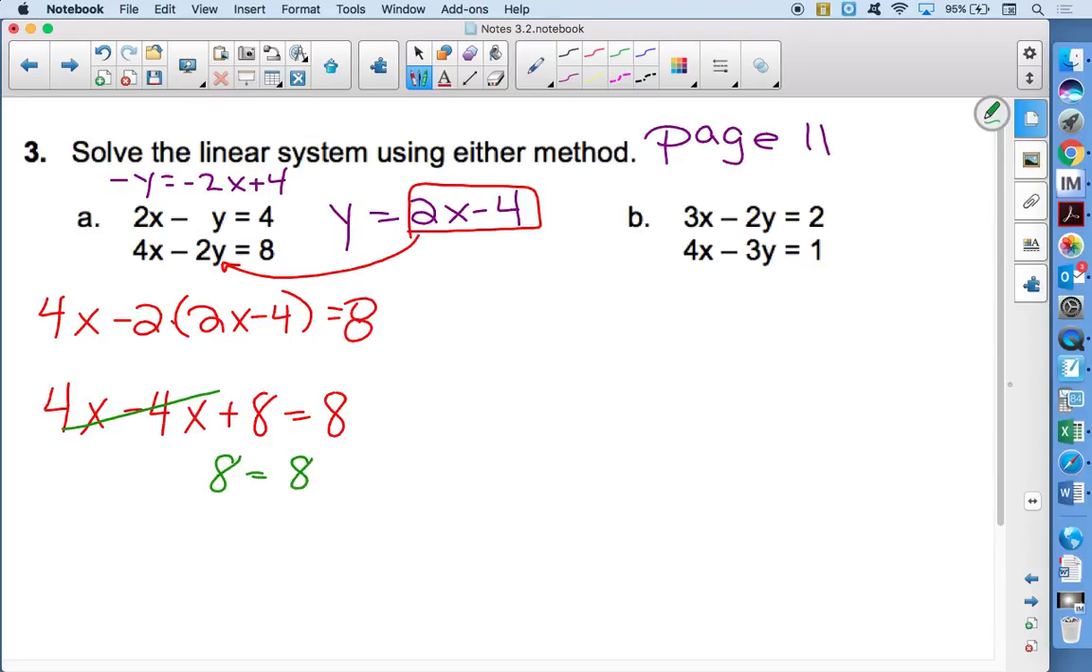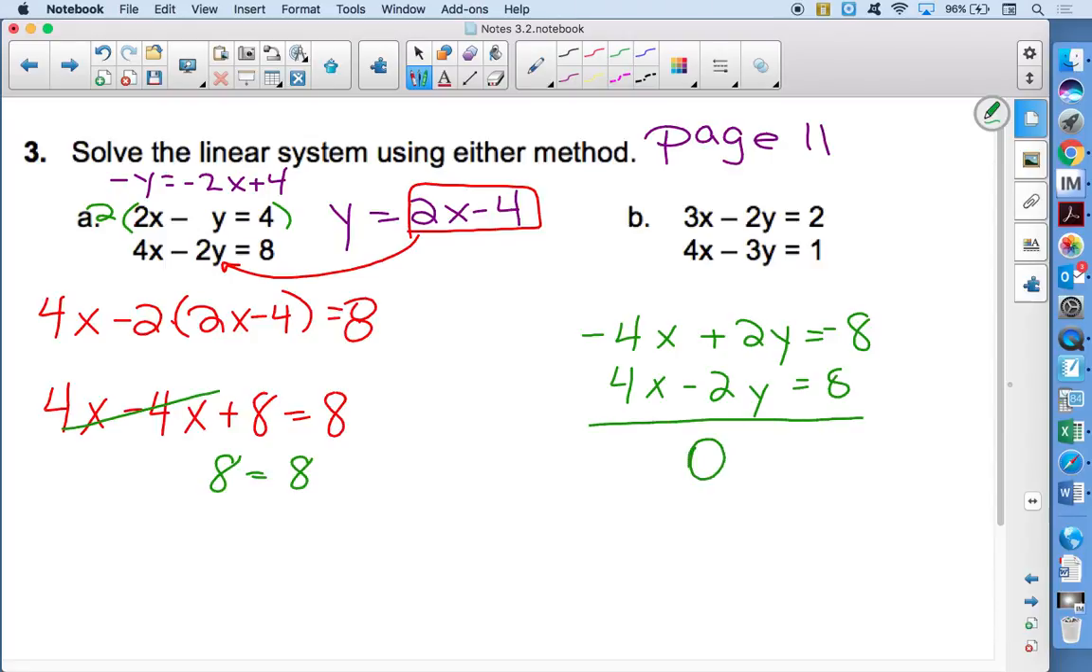Did anybody use elimination for this one because you just wanted to? If you used elimination, David, what did you get? 0. Yeah, so just to show you how the elimination would work, I would have a negative 4x, a positive 2y, and a negative 8, and underneath 4x minus 2y equals 8. So if you used elimination, you end up with 0 equals 0. If you use substitution, you end up with 8 equals 8. So you can see both ways.